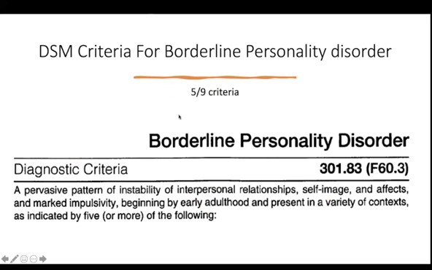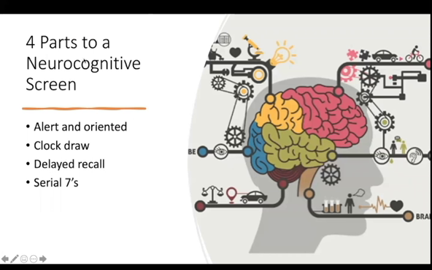So that is borderline personality disorder and the Zanarini. You just ask yes or no questions. Next would be the neurocognitive screen. This maps onto delirium. So how do I know if it's delirium or not? You ask them alert and oriented questions. You ask them to draw a clock. You ask them to remember 3 words, and then in 3 minutes, test them on it. And you ask them to count down by 7 from 100.